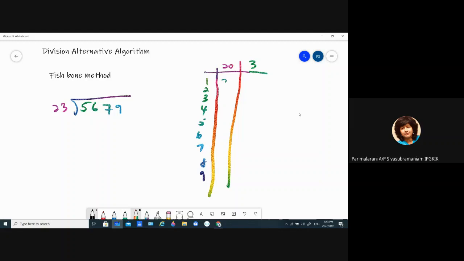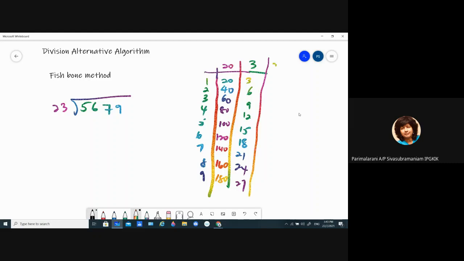So 20 times 1, 20. 20 times 2, 40, 60, 80, 100, 120, 140, 160, 180. Stop here. And then we write the 3 times table: 3, 6, 9, 12, 15, 18, 21, 24, 27. So this is 20, but we want 23.